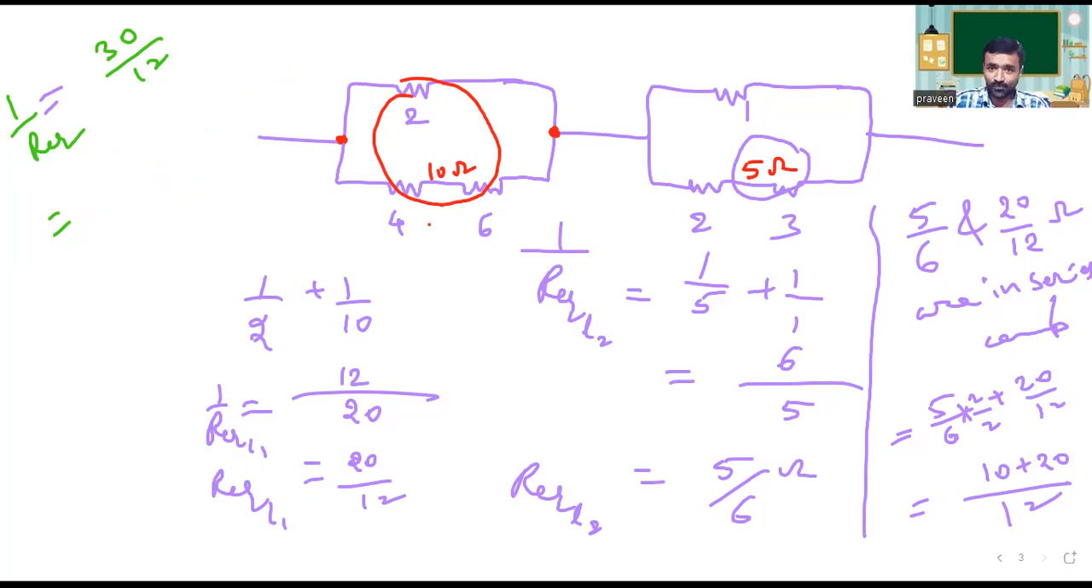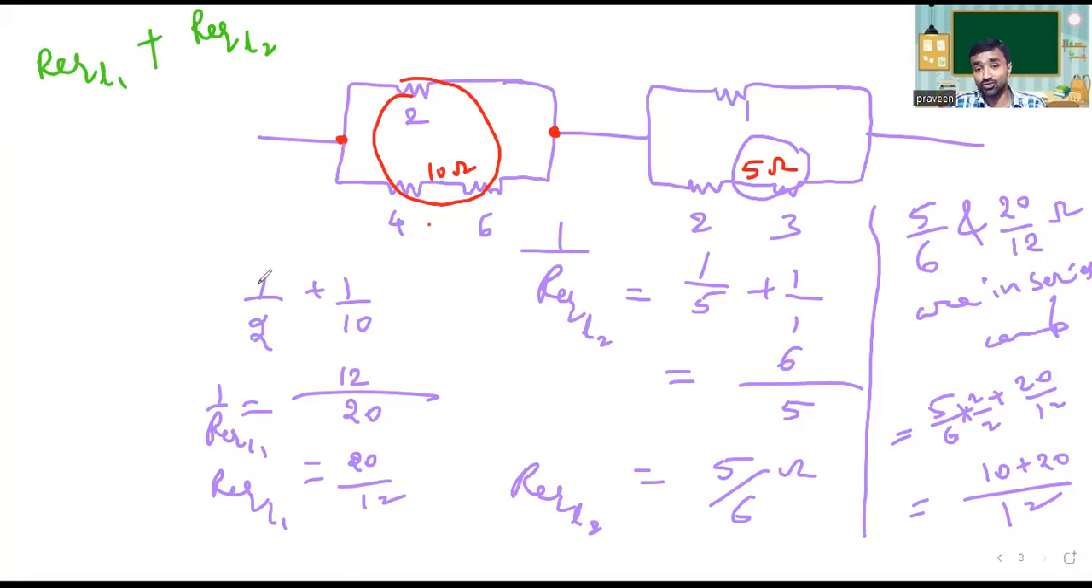Thank you. Here actually, the equivalent resistances of these loops, R equivalent in loop 1 and R equivalent in loop 2, are in series combination. You just need to take the sum directly. So what is the sum? R equivalent in loop 1 is given as 20 by 12, so 20 by 12 plus R equivalent in loop 2, 5 by 6.